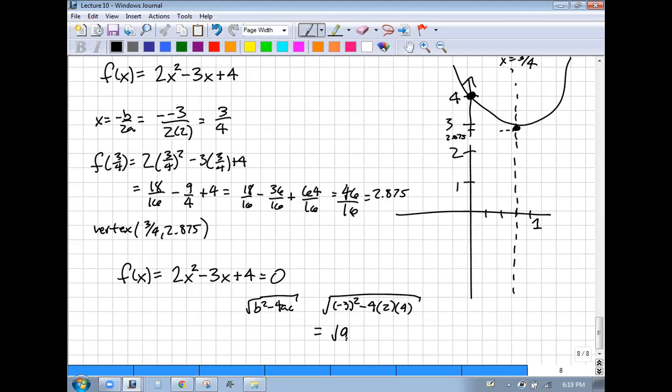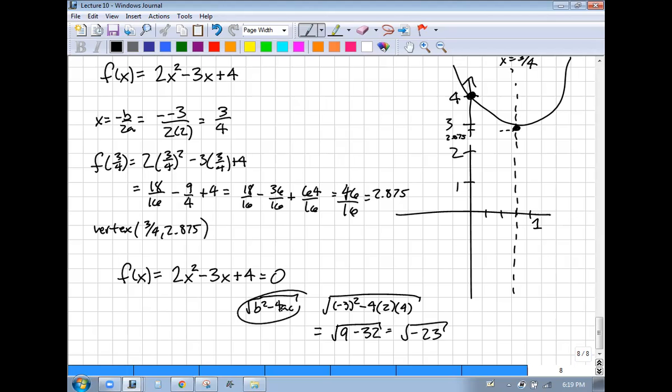This is the square root of 9. 4 times 4 is 16 times 30 times 2 is 32. What is this? This is the square root of negative 23. You can't take the square root of a negative number, right? You can, but it's an imaginary number. So that's why it's called the discriminant, this guy.